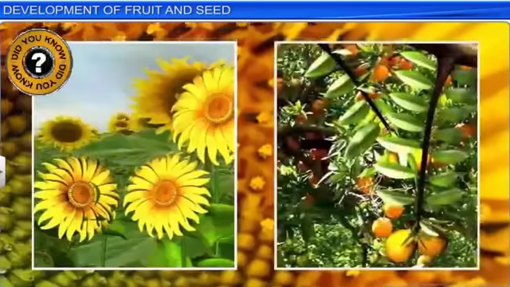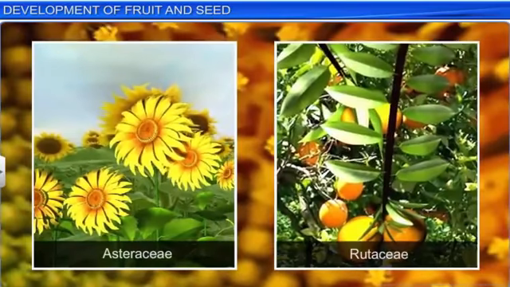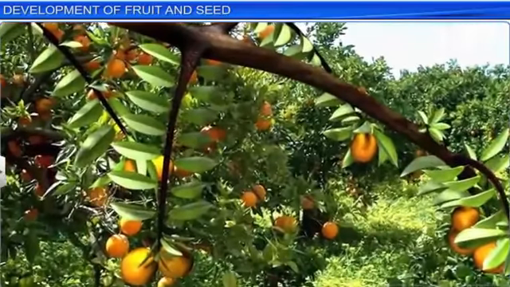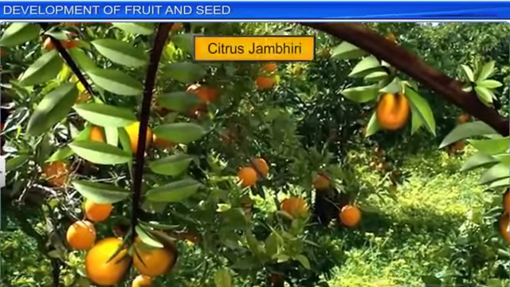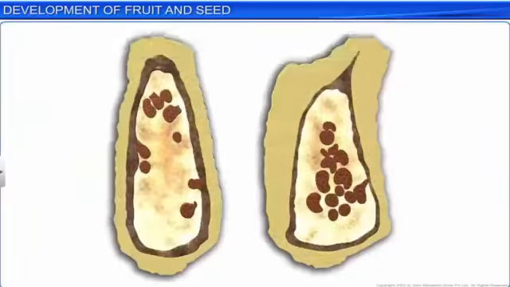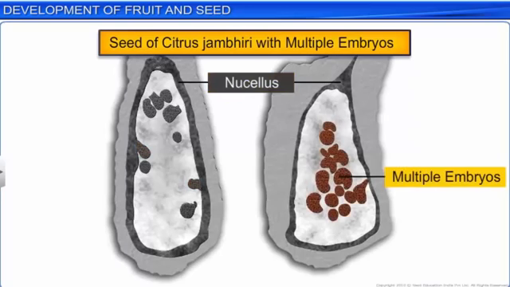Did you know that plants such as grasses and those belonging to the family Asteraceae and Rutaceae are common examples of apomicts? Moreover, in certain apomicts such as Citrus jambiri, which belongs to the Rutaceae family, the nucellar cells surrounding the embryo sac divide and protrude into the embryo sac. Later, these cells develop into embryos, and hence a single seed contains more than one embryo. This phenomenon of having more than one embryo in a seed is called polyembryony.